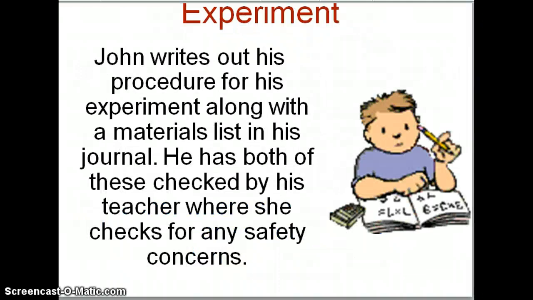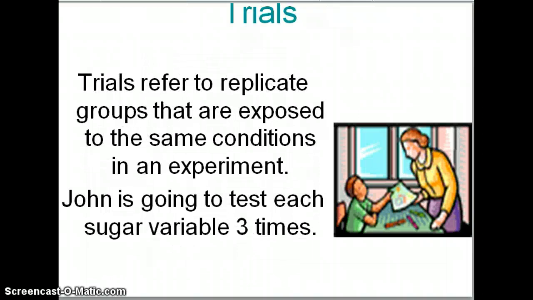John writes out his procedure for his experiment along with the materials list in his journal. He has both of these checked by his teacher where she checks for any safety concerns. Trials refer to replicate groups that are exposed to the same conditions in the experiment. John is going to test each sugar variable 3 times.